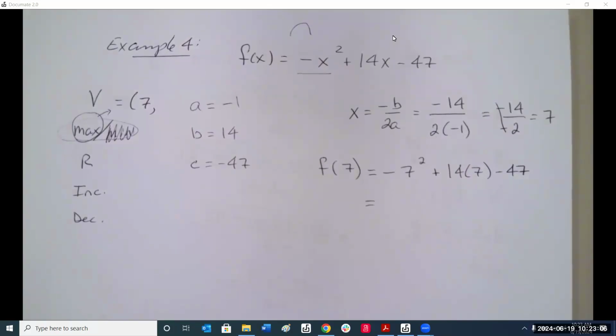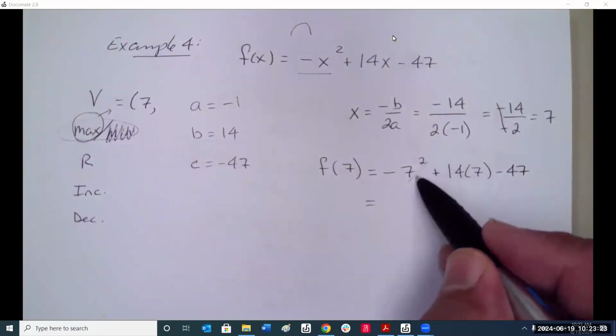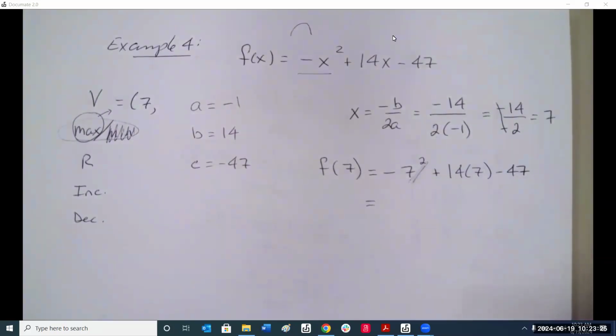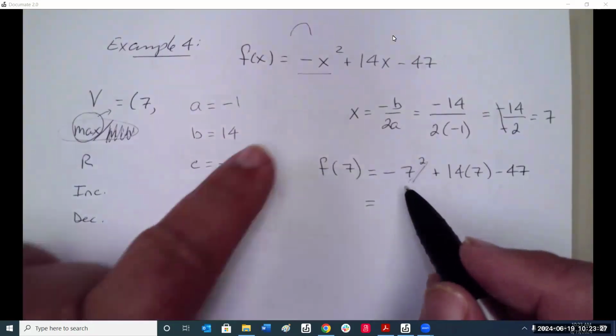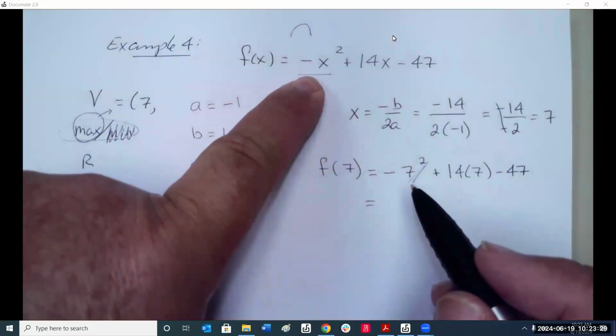Why not positive 49? Isn't this a negative 7 squared? No. What's more important, multiplications or exponents? Exponents. So we have to do this first. The negative is out in front. There's no parentheses around the x.